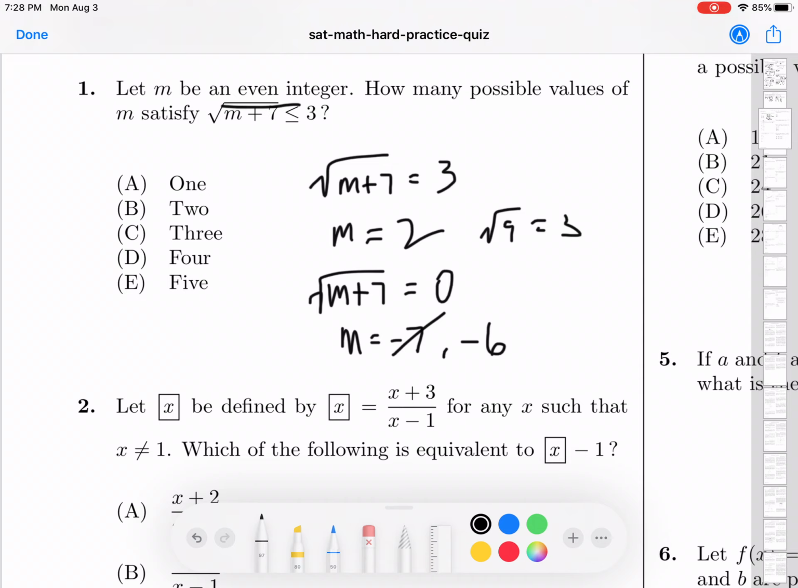Now, the possible values of m could be anywhere from -6 to 2. So it's -6, -4, -2, and 0, and 2, which are even integers. That's 1, 2, 3, 4, 5 options.